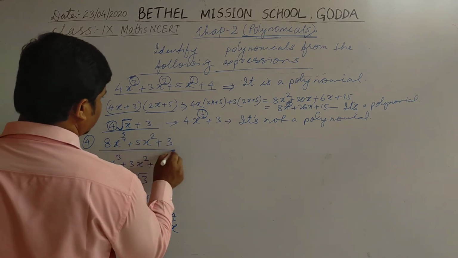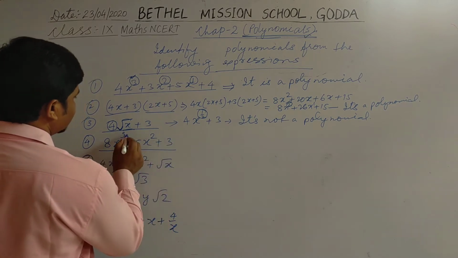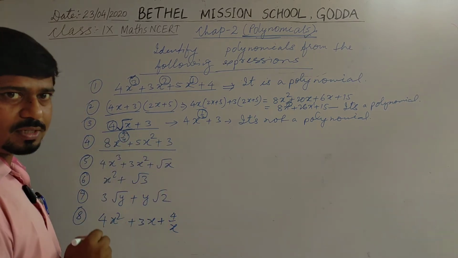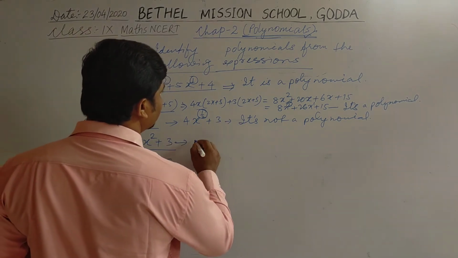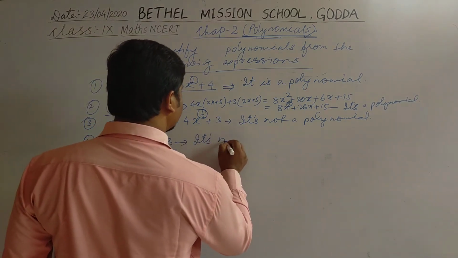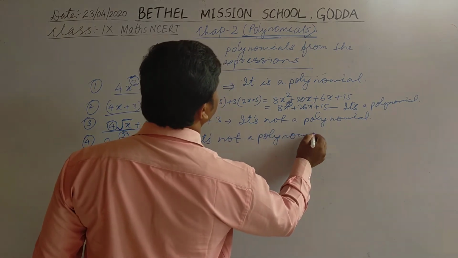Here 8x raised to power 3 by 4, 5x square plus 3. Obviously the power is a fraction. So if the power is a fraction, this is also not a polynomial. It's not a polynomial.